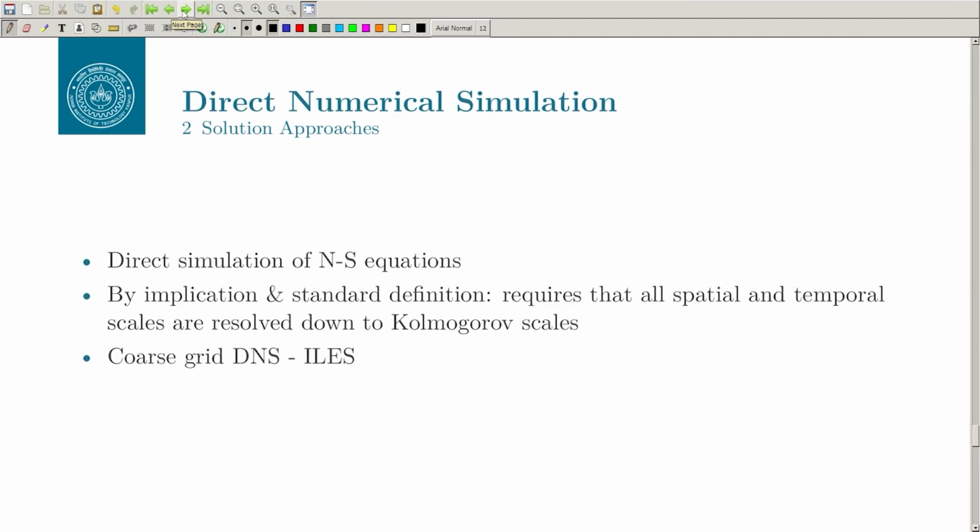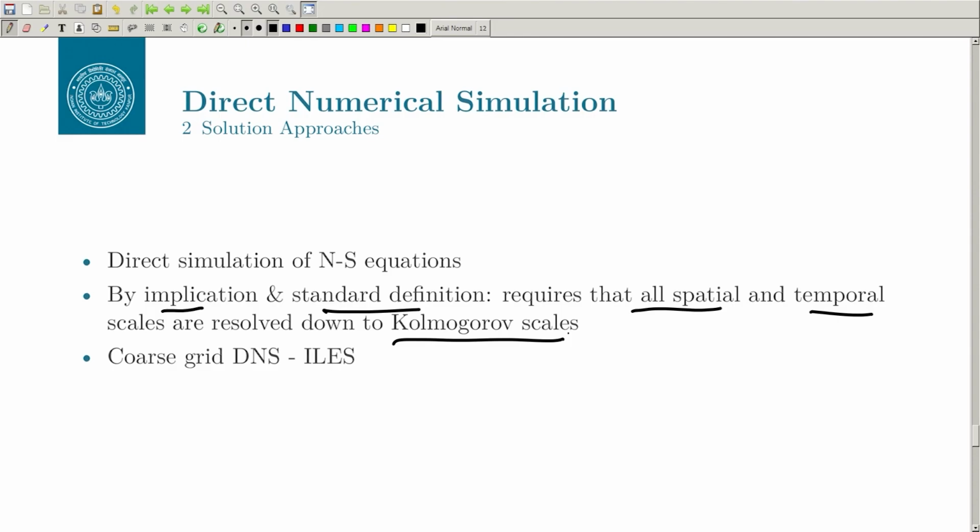And then DNS, finally, is the direct simulation of the Navier-Stokes equations, and by implication and by extended definition it requires that all spatial and temporal scales are resolved down to the Kolmogorov scale. Of course, as I told you, there are some regions where the shear is high and where you require a very fine grid, like in the boundary layer, and there are some regions away from the boundary layer where you may not require that kind of fine grid. So, those arguments hold here also.